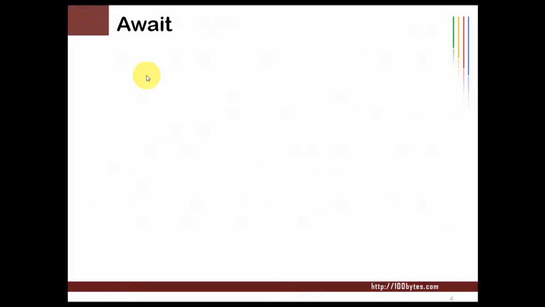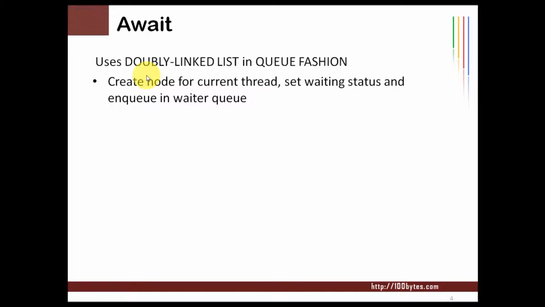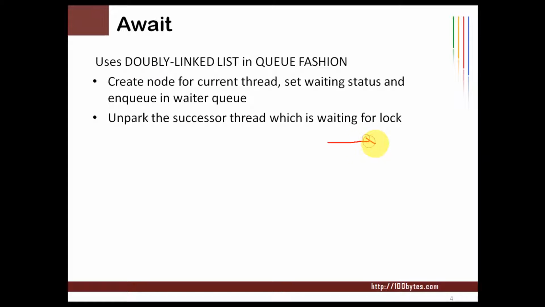Now we will see the wait function algorithm. This algorithm uses linked nodes in a queue fashion to track the waiting threads. Whenever a thread starts waiting, first it creates a node for the current thread, sets the waiting status, and enqueues it into the waiter queue. This is the locking stage and this is the condition stage.